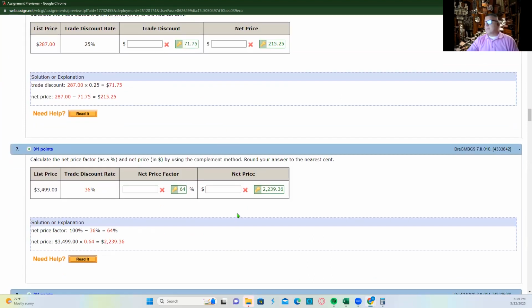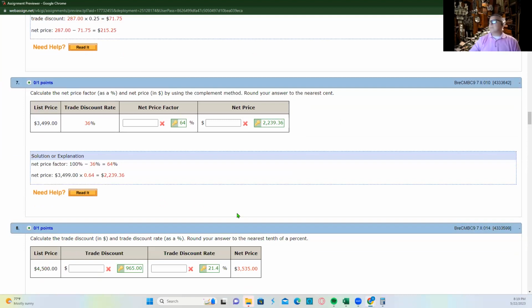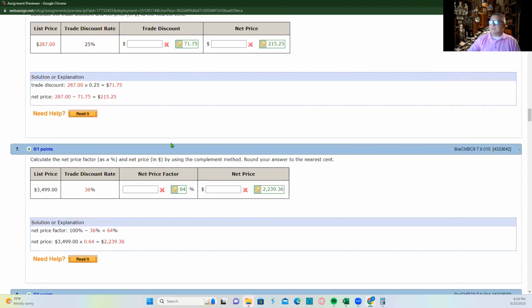Now, net price factor, okay, and net price. Your net price factor is going to be simply, and these are terms you just need to learn, 100% minus your trade discount rate or your trade discount percentage. Which means that gives you another number you can work with here. You can take the 64% times your list price and go ahead and figure out your price. So that kind of takes one step out, right?